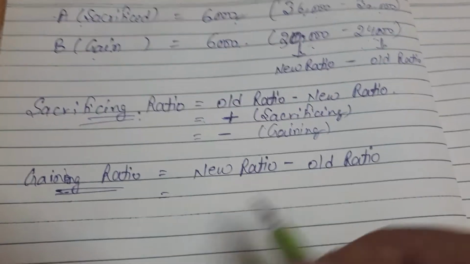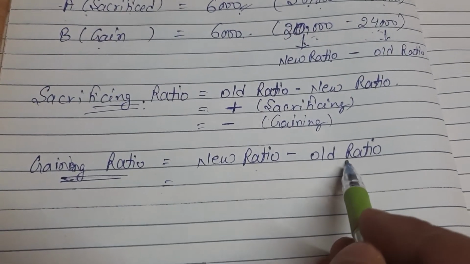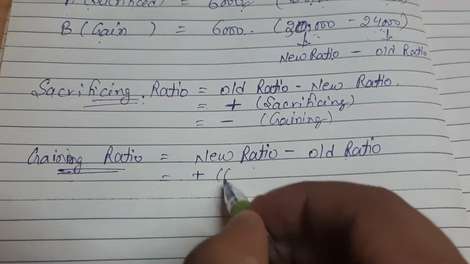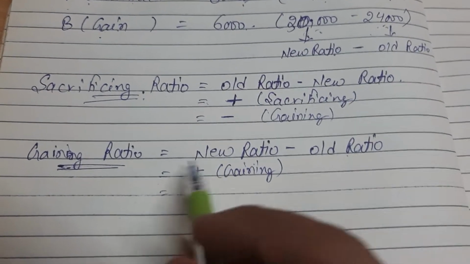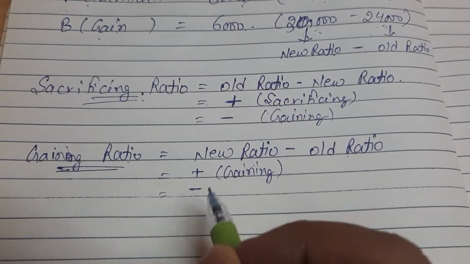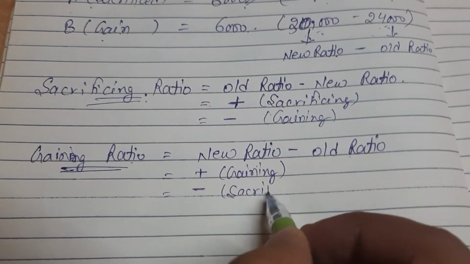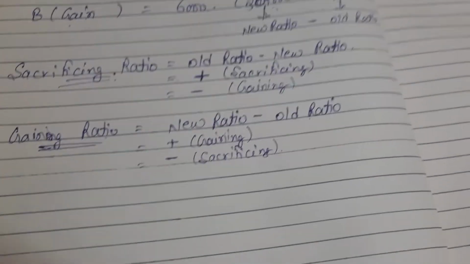The same condition applies here also. If you are using the formula of gaining ratio, that is new ratio minus old ratio, and your answer is positive, it means your partner is gaining. And if you apply this formula but your answer comes in negative form, it means the partner is sacrificing. So keep these two things in mind. Now we are going to start the questions.